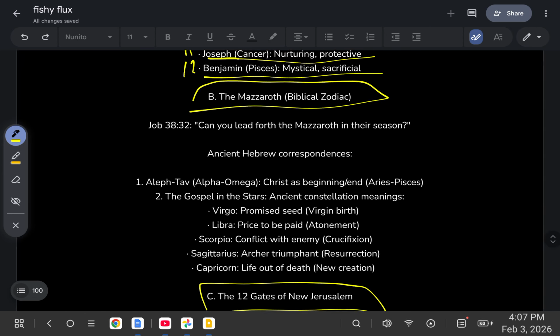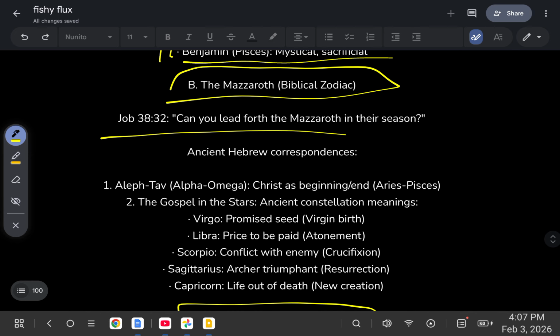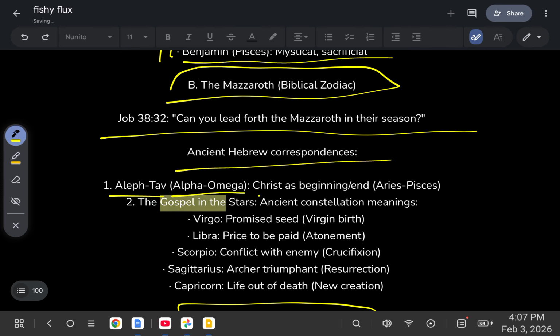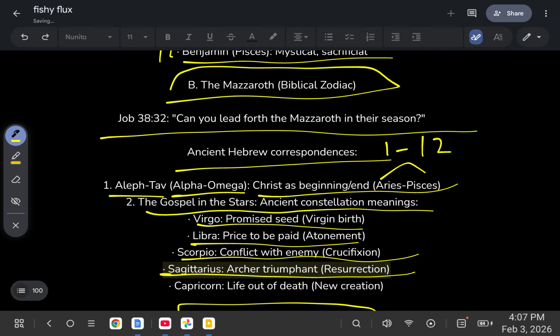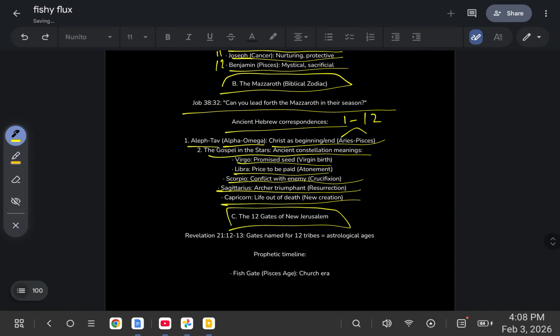Now, let's look at the Mazzaroth biblical zodiac. Can you lead forth the Mazzaroth in their season? Now, this is a scripture quote from Job 38:32. Ancient Hebrew correspondences, Aleph Tav, Alpha Omega, Christ as beginning and end, Aries through Pisces, 1 through 12. The Gospel and the Stars, ancient constellation meanings: Virgo, promised seed, virgin birth; Libra, price to be paid, atonement; Scorpio, conflict with enemy, crucifixion; Sagittarius, archer, triumphant, resurrection; Capricorn, life out of death, new creation.